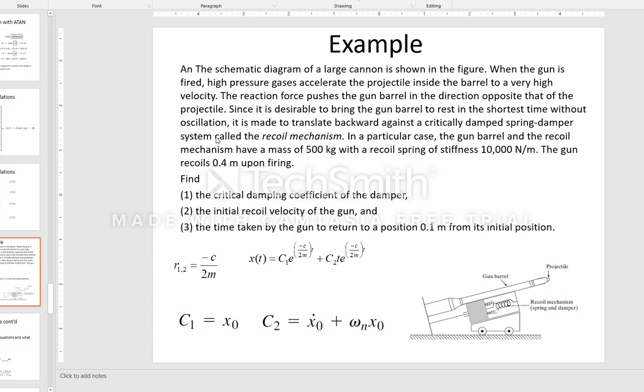In a particular case, the gun barrel and the recoil mechanism have a mass of 500 kilograms with a recoil spring stiffness of 10,000 newtons per meter. The gun recoils 0.4 meters upon firing. We are looking for the critical damping coefficient of the damper, initial recoil velocity of the gun, and the time taken by the gun to return to the position 0.1 meters from its initial position. Here are the roots, the governing equation, and the constants in that equation, and there's a quick diagram of the cannon.